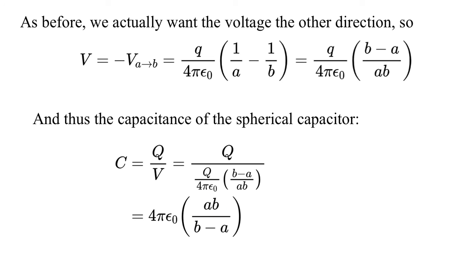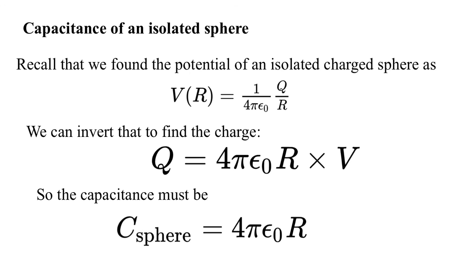Again, should you memorize that? No, probably not. Easy enough to get, not that huge a deal. It does have an interesting feature, of course, which is saying, let's let b go to infinity, and that would give us an isolated conducting sphere. Right? And the capacitance of an isolated sphere is worth remembering, but it's easy. The potential of an isolated charged sphere at the surface is 1 over 4 pi epsilon times q over the radius of the sphere.